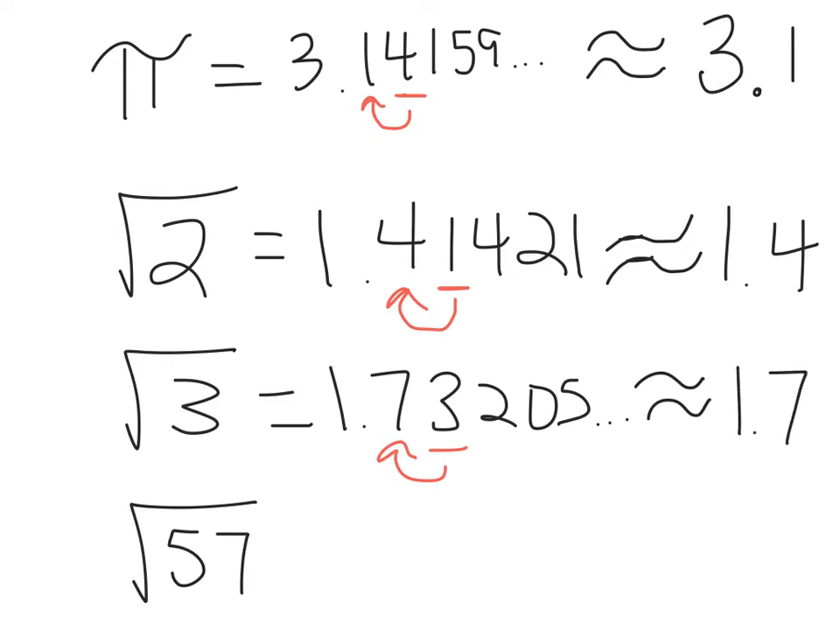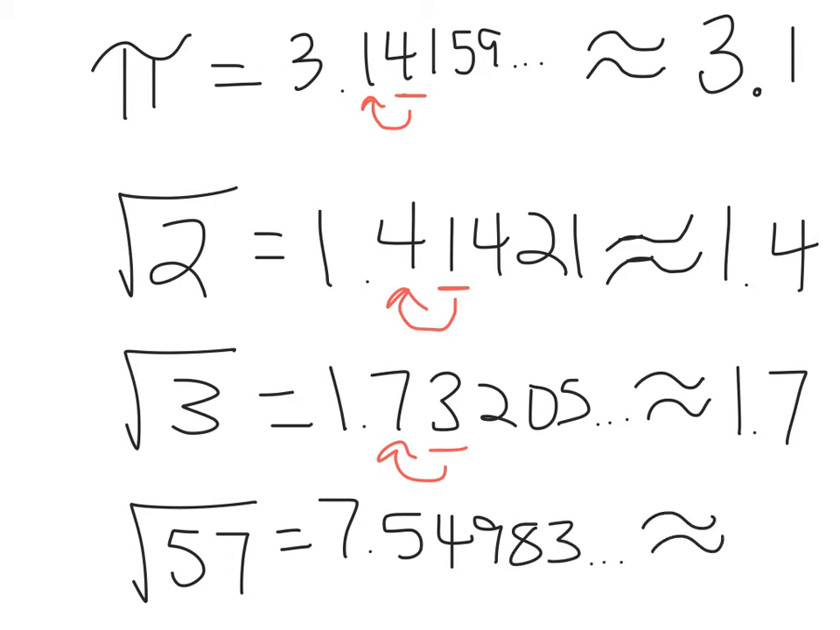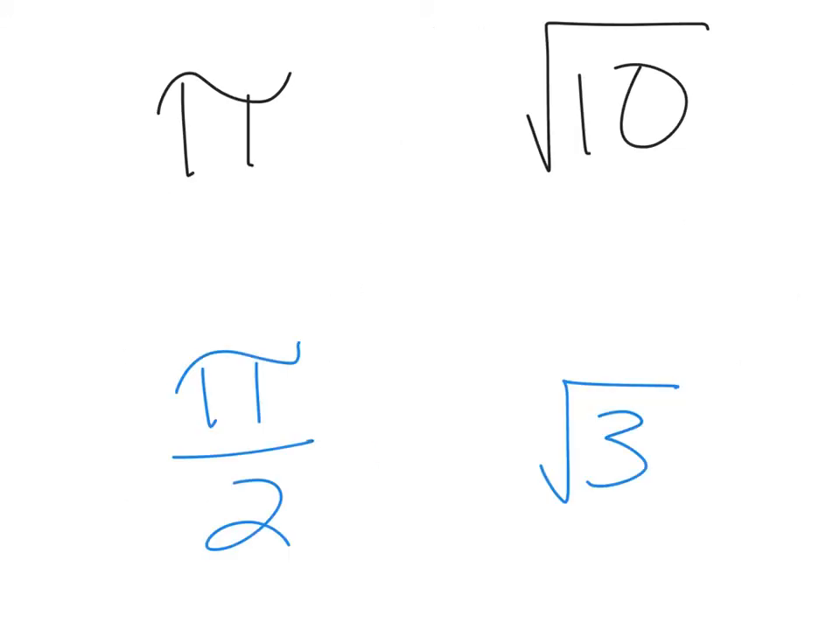Okay, last one, I wanted to do an even bigger square root. Square root of 57 equals 7.54983... which is approximately, we're going to look at our numbers here. 4 tells us to stay with the 5. All of those tell us to stay. That's interesting. So we're going to say it's approximately 7.5. Okay, so that's how you create decimal approximations. Now let's talk about how you use them.